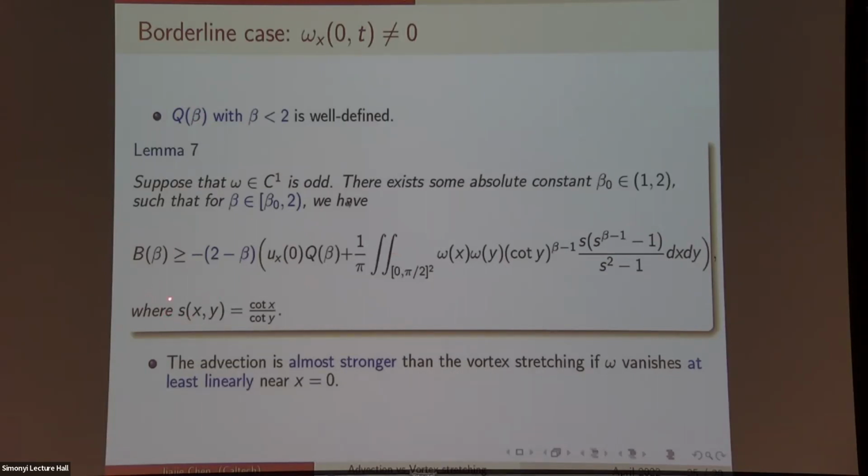However, we can in fact quantify the gap away from positivity. It is of order 2 minus beta. So B beta is not positive, but it's bounded from below by some very small quantity. As beta goes to 2, B beta will be almost positive. So this quantifies that the advection is almost stronger than the vortex stretching if the advection one is at least linear. So this case applies to our borderline case.